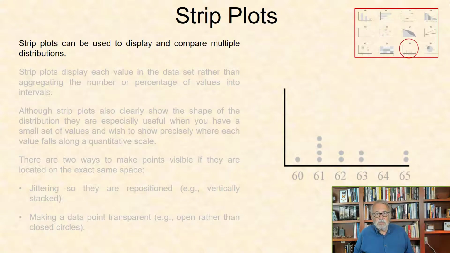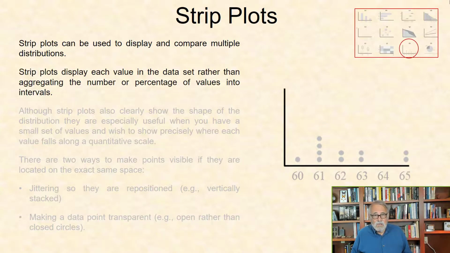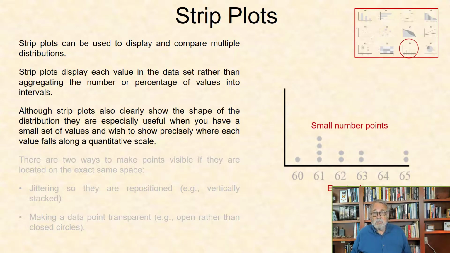Strip plots can be used to display and compare multiple distributions. Strip plots display each value in the data set rather than aggregating the number or percentage of values into intervals. Although strip plots also clearly show the shape of the distribution, they are especially useful when you have a small set of values and wish to show precisely where each value falls along a quantitative scale.